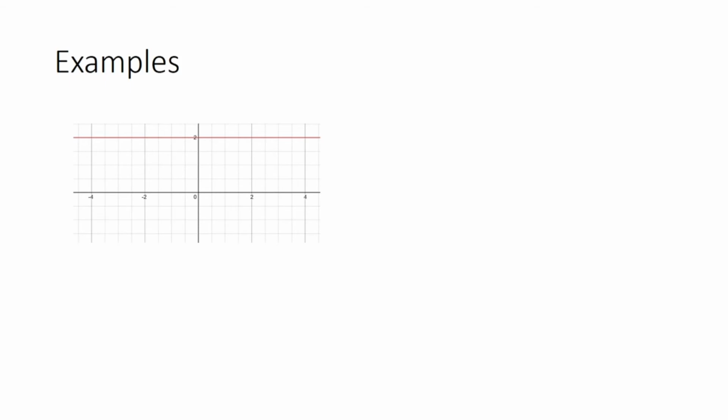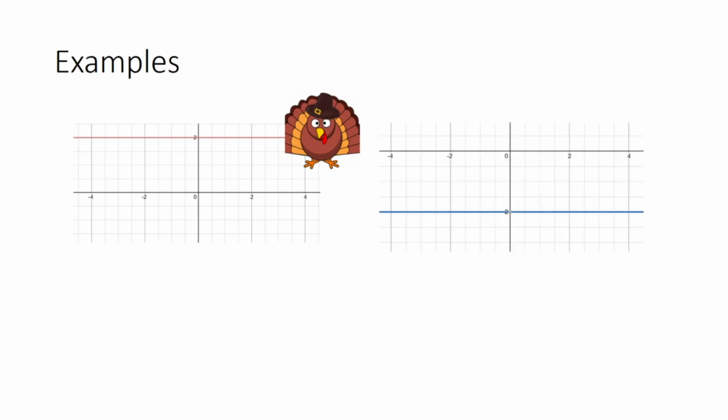Now we'll be looking at two examples of this case. Let's say we pick the line y equals 2. We can position the turkey on the left. And as the turkey moves along this line, it doesn't move up or down. Therefore, the slope is 0. Similarly, if we have the line y equals negative 2, instead of positioning the turkey on the left, we can also position it on the right. And so as I move along this line, again, I don't go up or down. Therefore, the slope is 0.